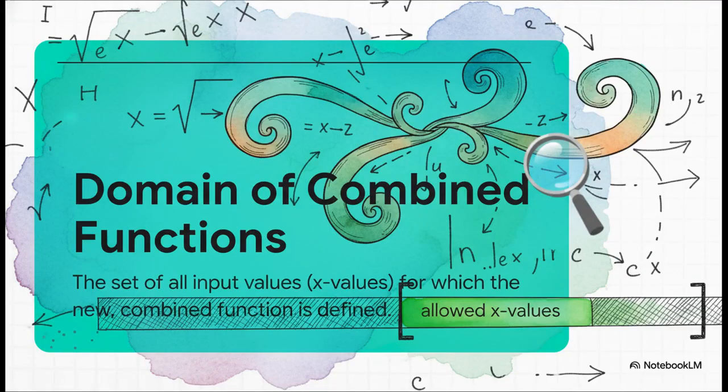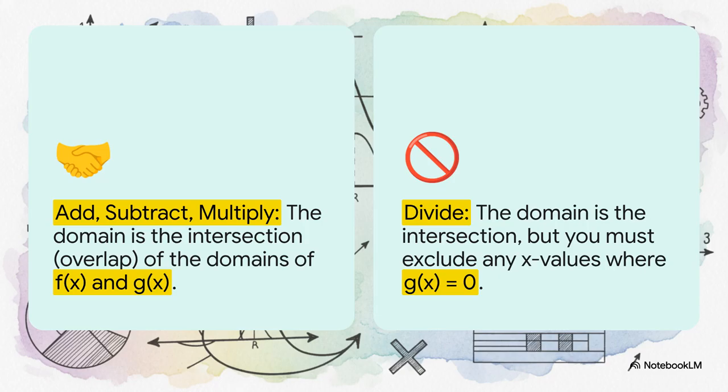Now, hang on. Before we start smashing functions together, we need to talk about one really important rule of the road. It's called the domain. You can basically think of the domain as the official list of all the allowed x values that you can plug into a function without breaking math. And when we make a new function, we've got to figure out its new set of rules. So for adding, subtracting, and multiplying, the rule is pretty chill. The domain of your new function is just wherever the domains of the original 2 functions overlap. Easy enough. But division, well, division always has to be special, doesn't it?